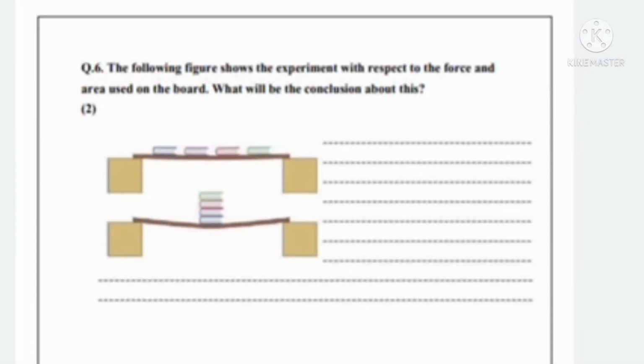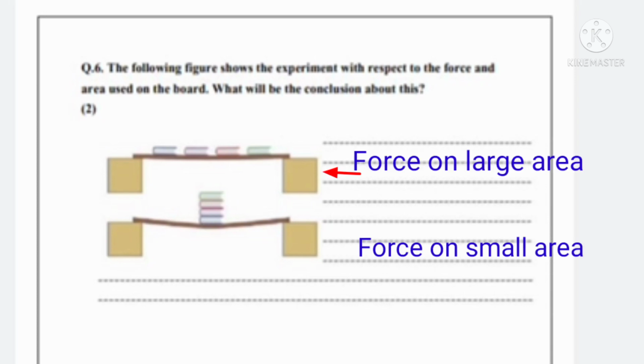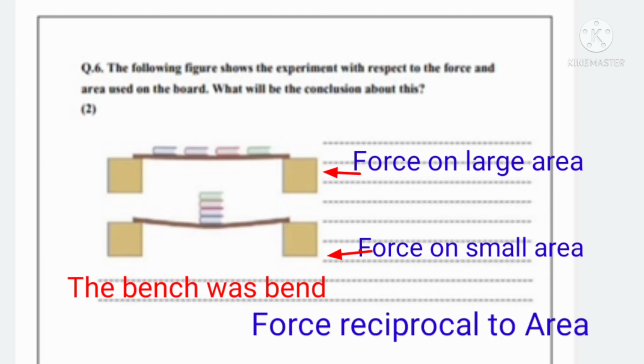The following figure shows the experiment with respect to the force and area used on board. What will be the conclusion about this? So answer is, in first figure, the force is exerted by books on large area, while in second figure, the force is exerted by book on small area, due to which the bench was bent. Hence we concluded that if area increases, force reduces, while the area decreases, force increases. That is, the force and area are reversible. In this way, we have completed test 1 solution for the science and technology.